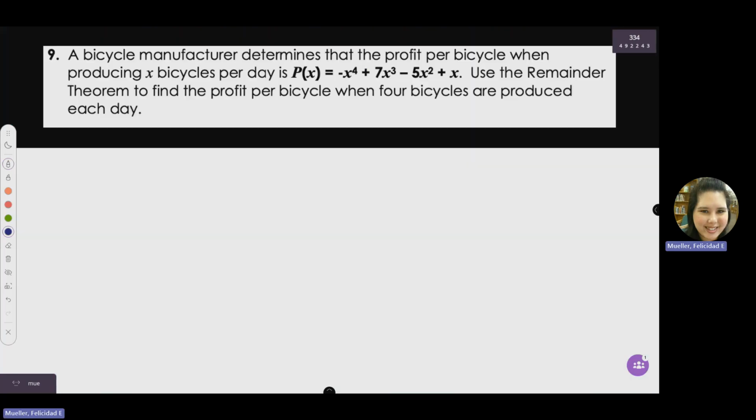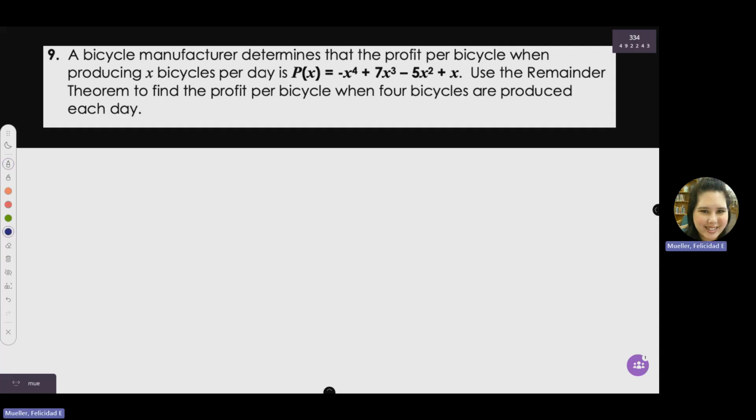So application-wise, we have number 2. It's a situation about a bike manufacturer: use the remainder theorem to find the profit per bicycle when 4 bicycles are produced. Go ahead and try this one. Pause the video.